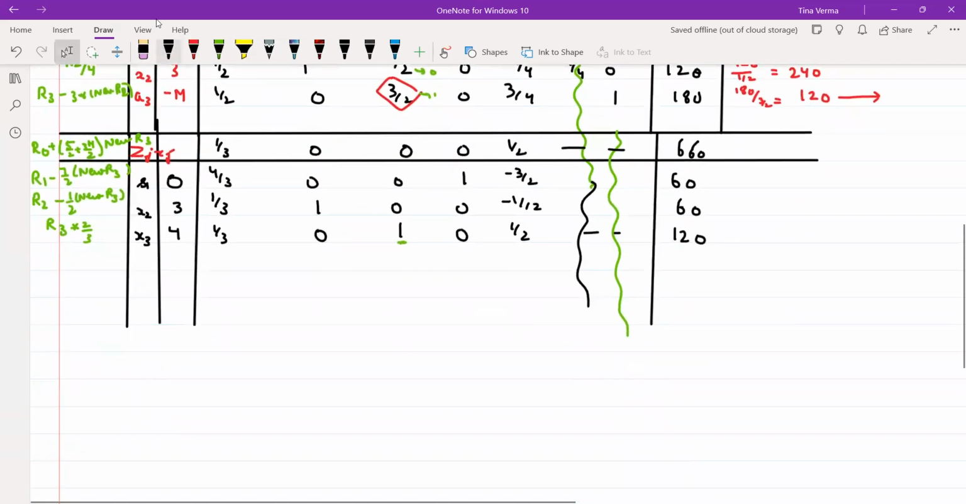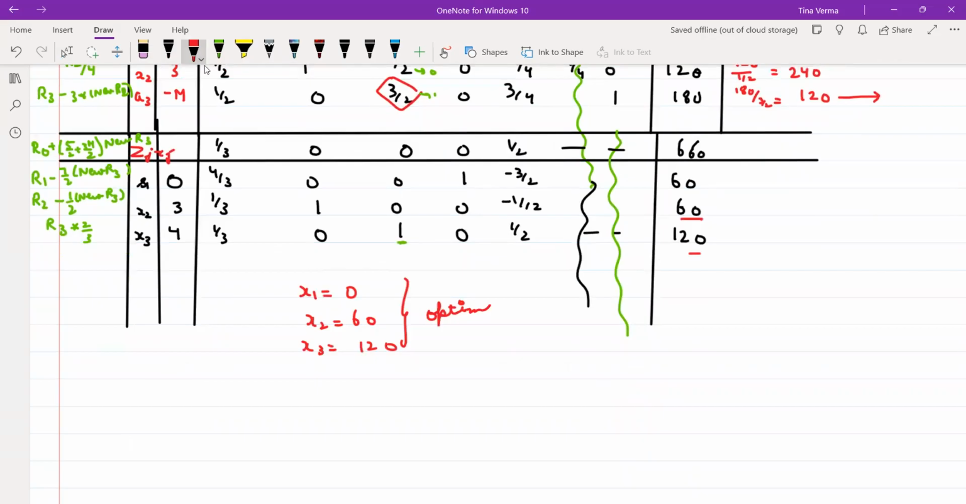So what is your optimal answer? x1 is 0 because it is not present. x2 is this value, 60. x3 is 120. This is my optimal solution. And the optimal value is Z equal to 660. You can even verify this: if you multiply 0 with 60, plus 3 with 60, plus 4 with 120, you will get this entry as 660. This is the dot product of CB and XB.